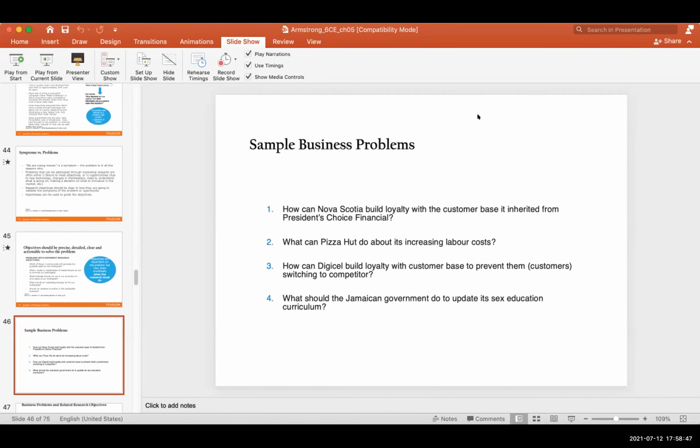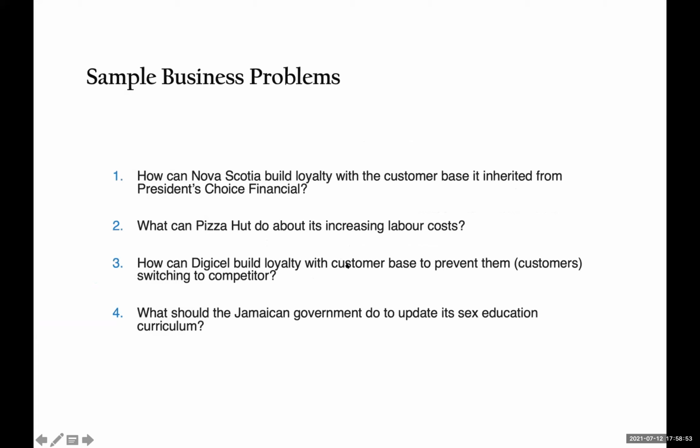Good evening, sir. Our problem that we came up with is how can Digicel improve their customer service to remain a bigger, better network? I love that. So how can, say it again? How can Digicel improve their customer service to remain the bigger, better network? Yeah, I like that. Is there a reason for choosing that particular business problem?